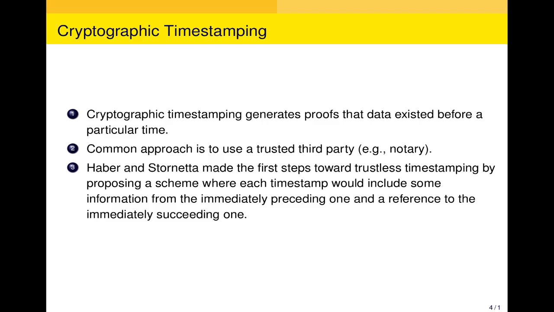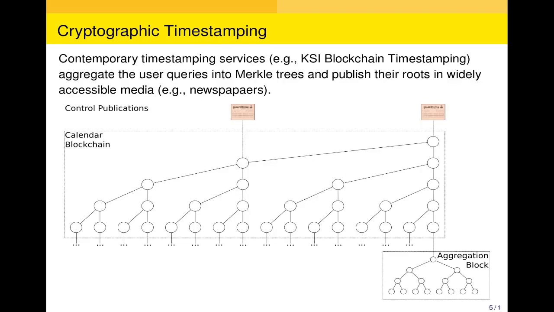The main goal of timestamping is to prove that a data object existed before a particular time. The common approach to this problem is to simply use a trusted third party like a notary. However, there are also approaches which do not require trusted third parties. For example, Guardtime's KSI blockchain timestamping works in rounds of 1 second.